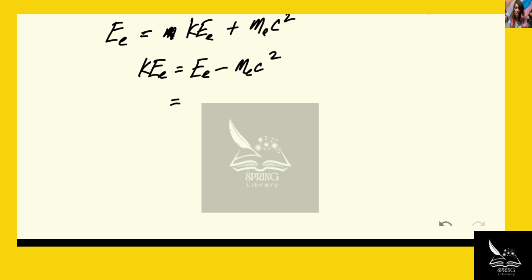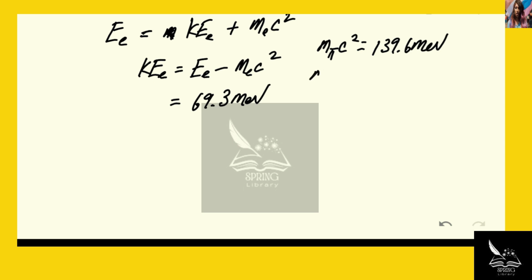This is after substituting in the rest energy of the pion to be 139.6 MeV. The rest energy of the electron or positron is 0.511 MeV. And that's all that we really need in order to get this answer.